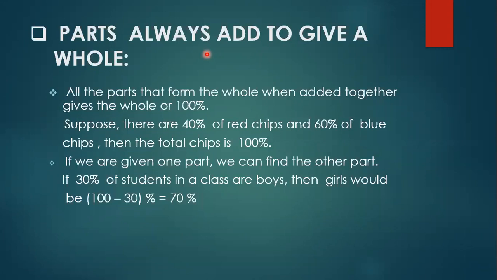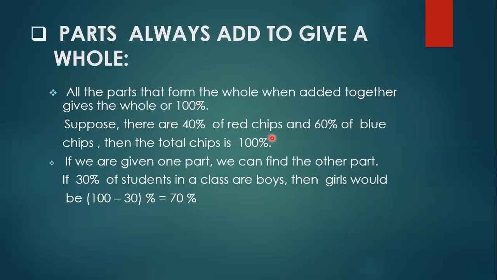Same way, in percentage also, when we add the parts, it will make 100% or the whole. See, all the parts that form the whole when added together give the whole or the 100%. For example, if there are 40% of red chips and 60% of blue chips, then what is the total percentage of chips? 40% red chips and 60% blue chips. So 40 plus 60, 100. So total chips we can say it is 100%.